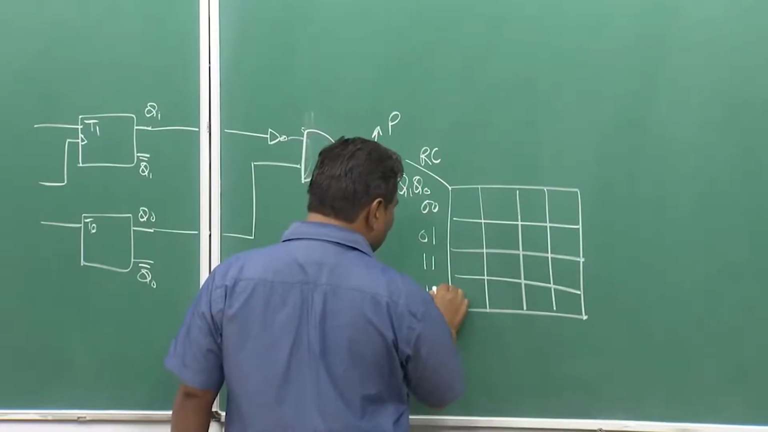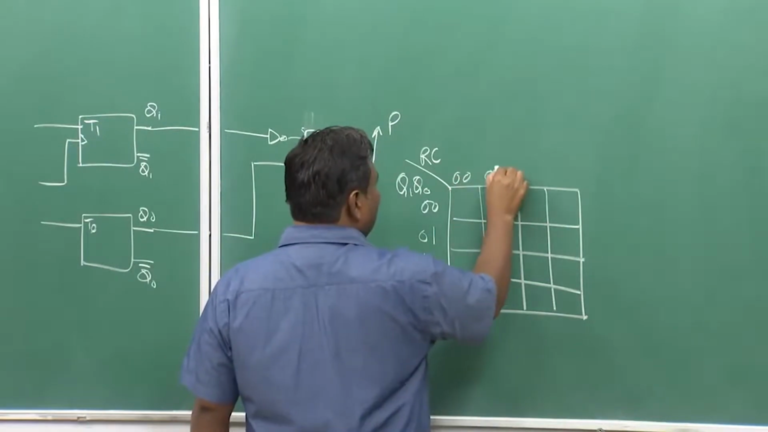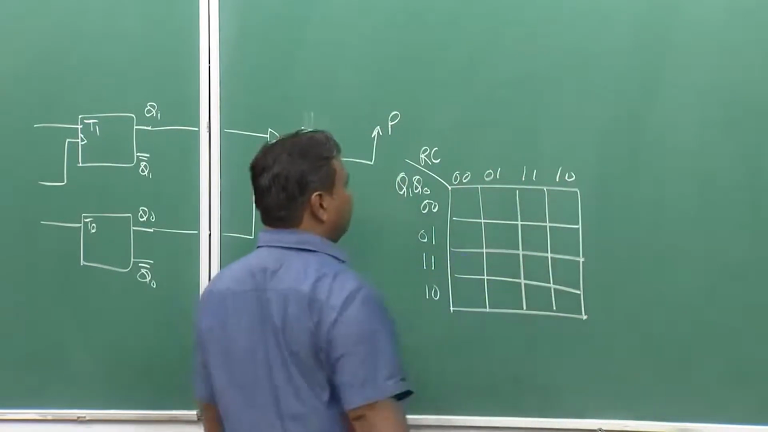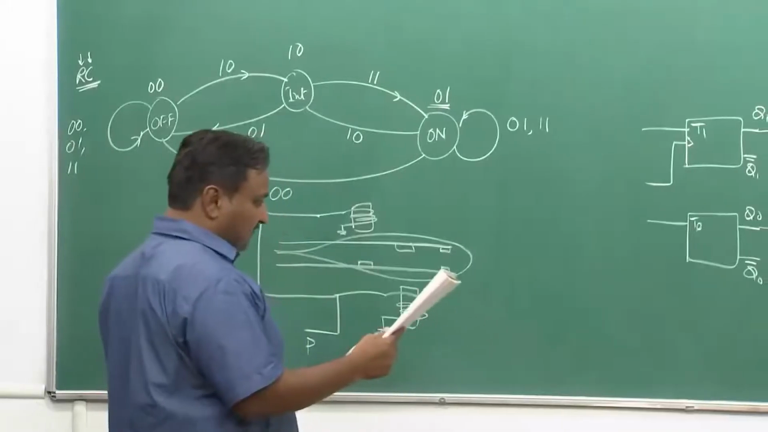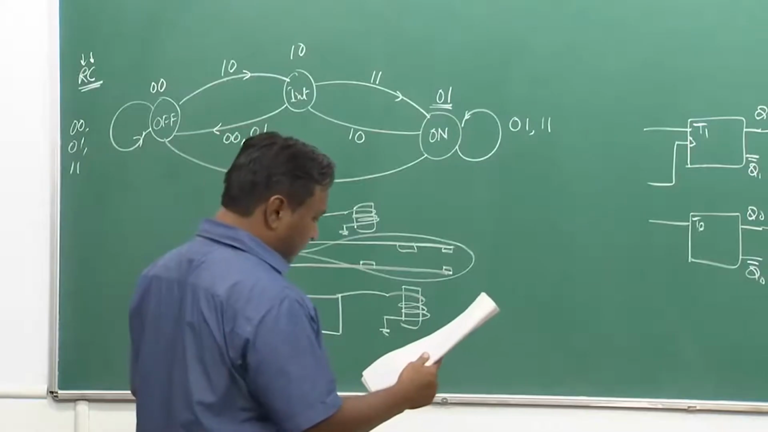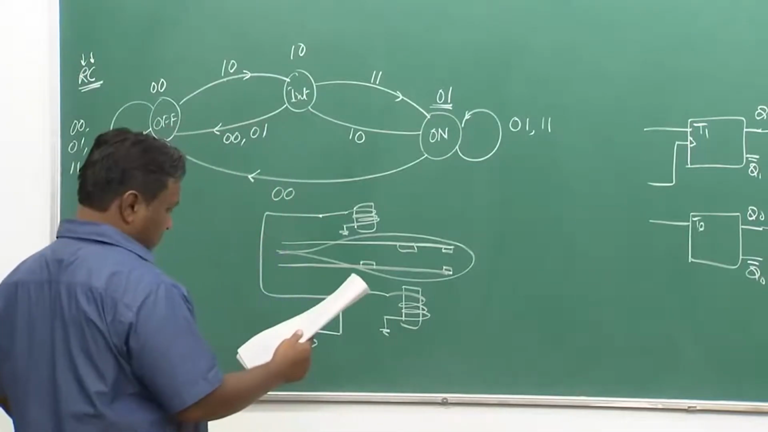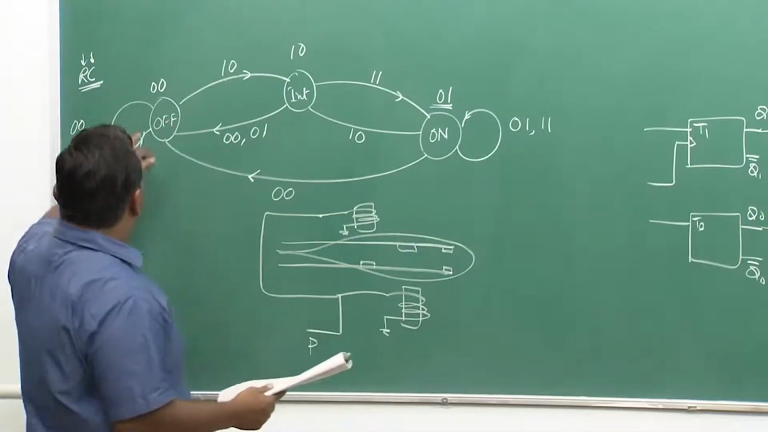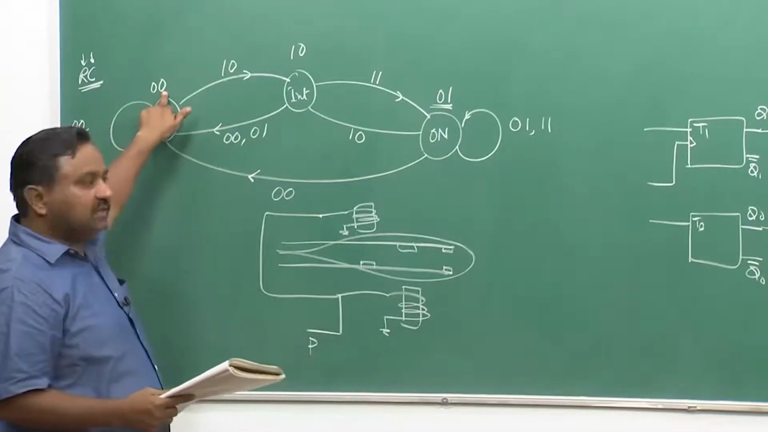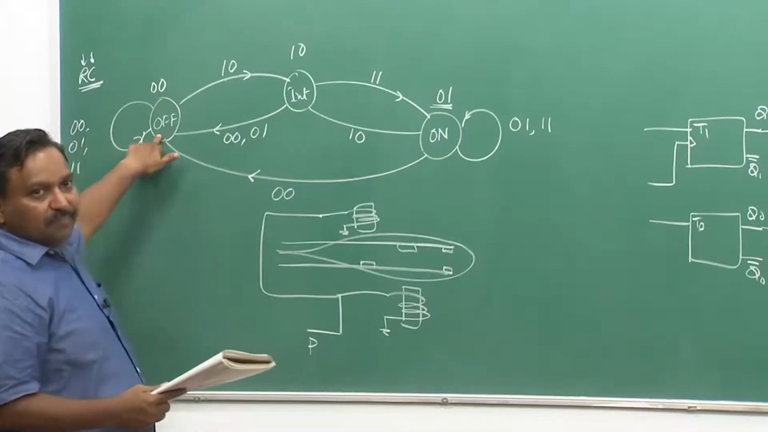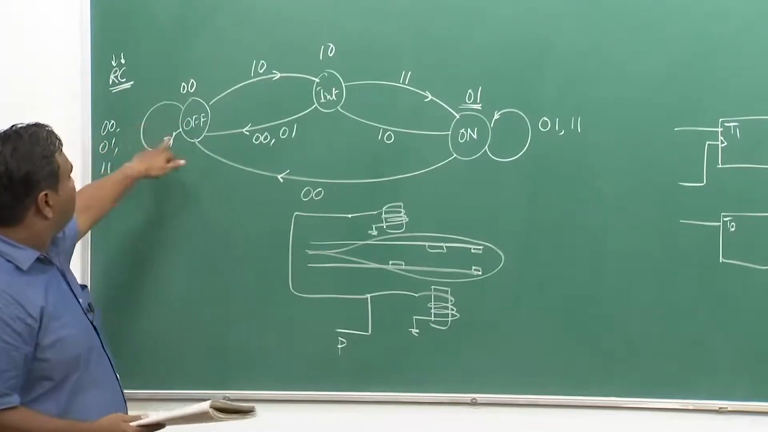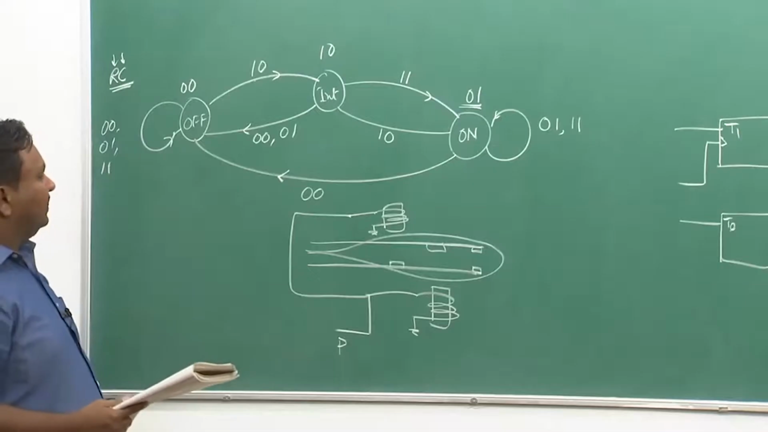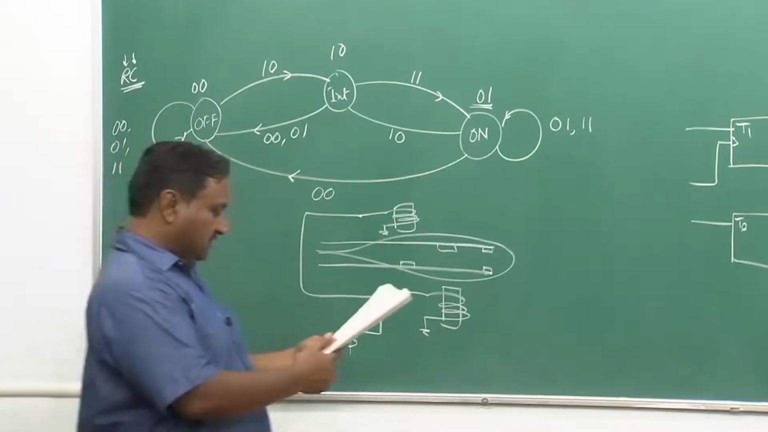So, I am assuming that you know how the Karnaugh map operates. So, let us see, if you are in 0 0 state, so Q1 and Q0 both are 0 0, that is 0 state means you are in off. So, if your RC is 0 0, you come back to off state, okay. From off you come back to the off state.